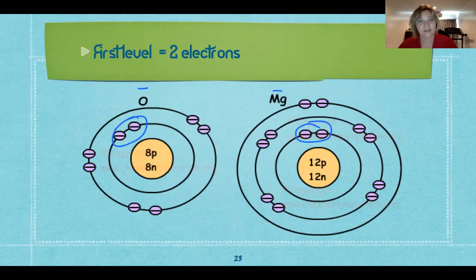So all atoms, except for hydrogen, which has only 1 electron, start from level 1 and fill level 1 first, and then they go to level 2. Level 2 can hold 8, level 3 can hold 8, and then we go up from there.